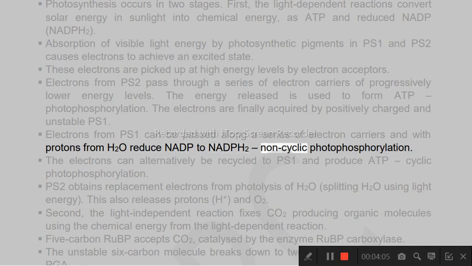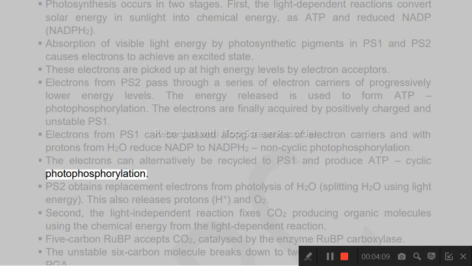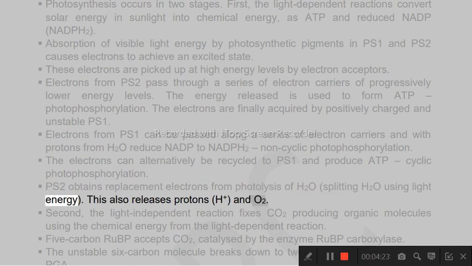NADPH2 in non-cyclic photophosphorylation. The electrons can alternatively be recycled to PS1 and produce ATP in cyclic photophosphorylation. PS2 obtains replacement electrons from photolysis of H2O, splitting H2O using light energy. This also releases protons, H+, and O2.